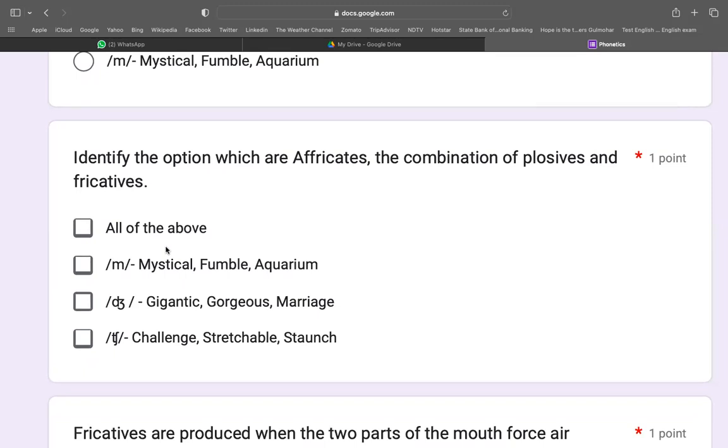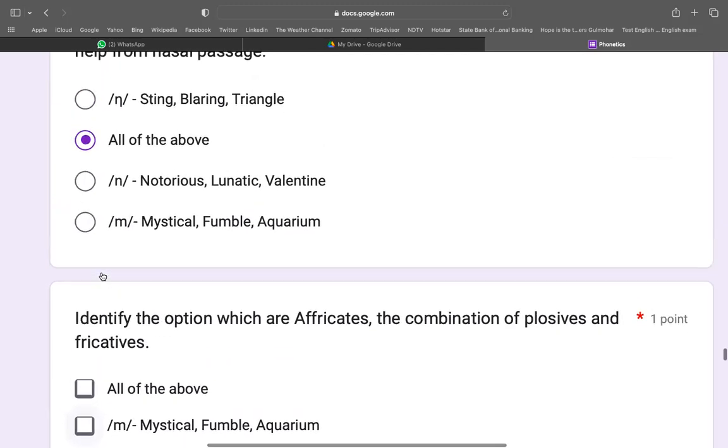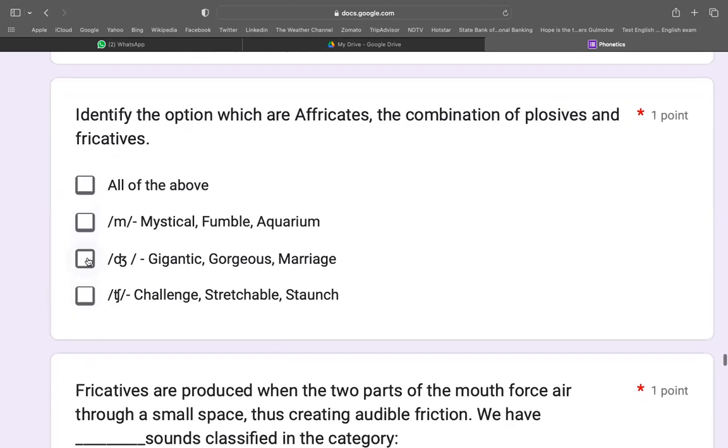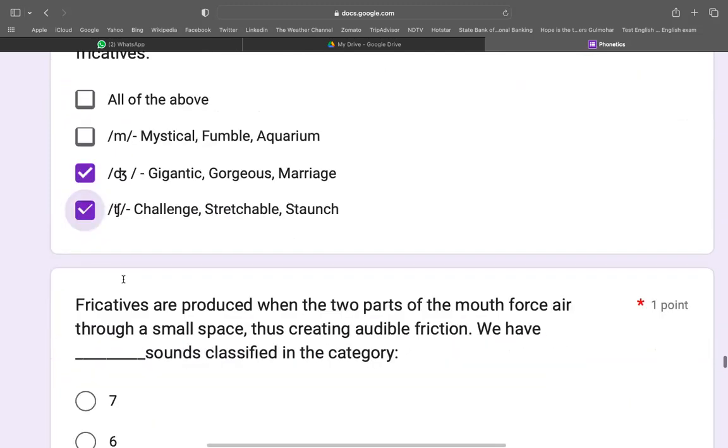The combination of plosives and fricatives. Identify the option which are called affricates, the combination of plosives and fricatives. That's something called sudden sounds, right? So m, no, ma is not. Ma is called a nasal sound. So j and ch, yeah, j and ch.